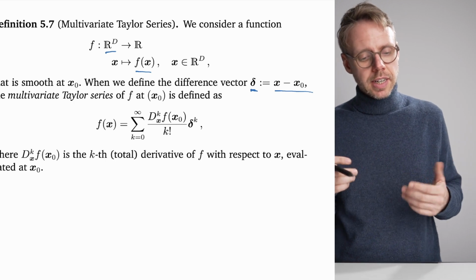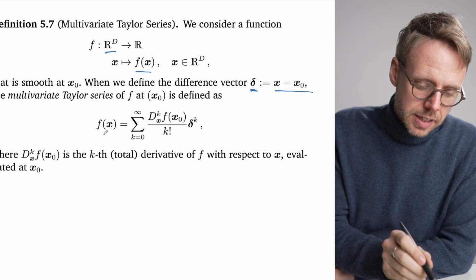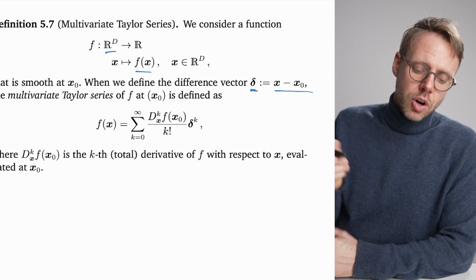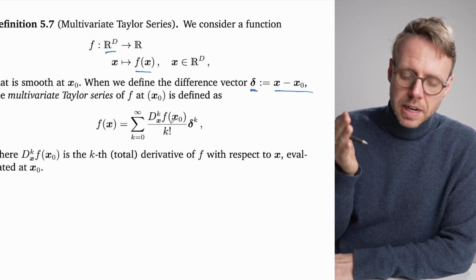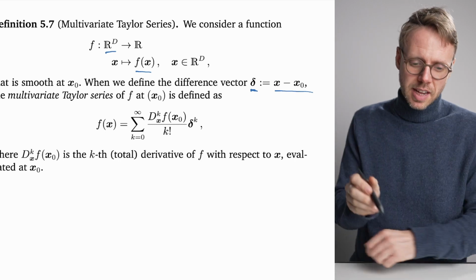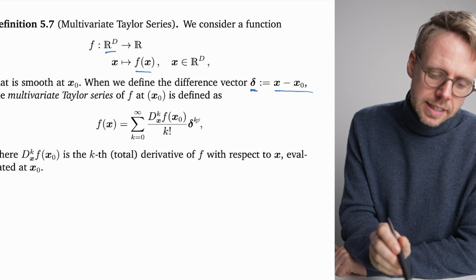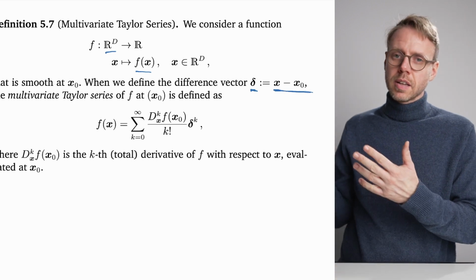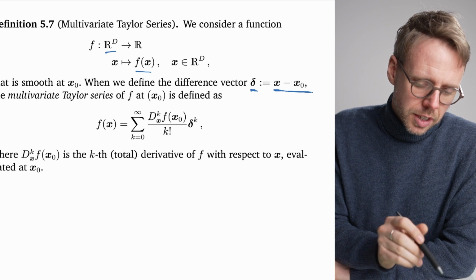Then the multivariate Taylor series of f at this vector x0 is defined as the sum from k equals 0 to infinity of the kth derivative of this multivariate function, which, remember, is a kth order tensor. So this is not a scalar, but a tensor, divided by the kth factorial times the kth power of this difference vector, which again will be a kth order tensor.